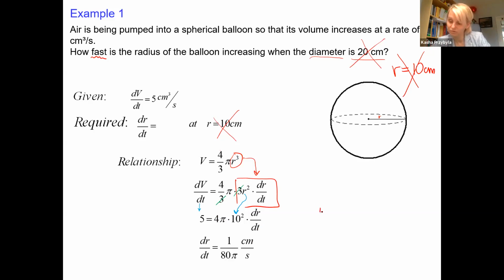Okay, maybe it's too fast. I did divide, and 10 squared is 100. And 100 divided by 5 is 20, 20 times 4 is 80, 80 pi.